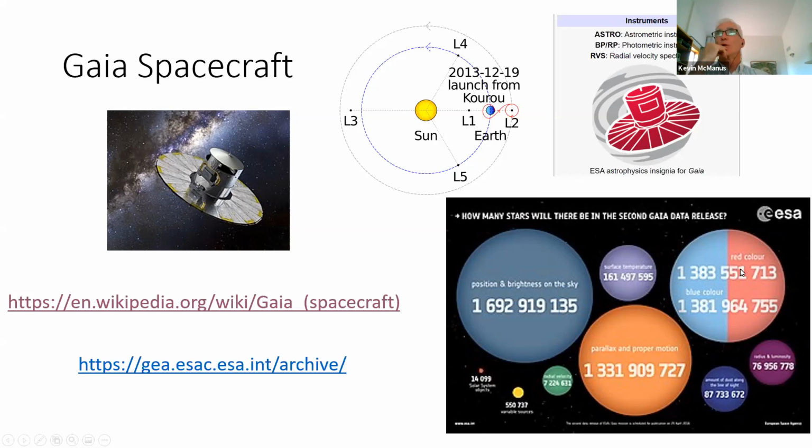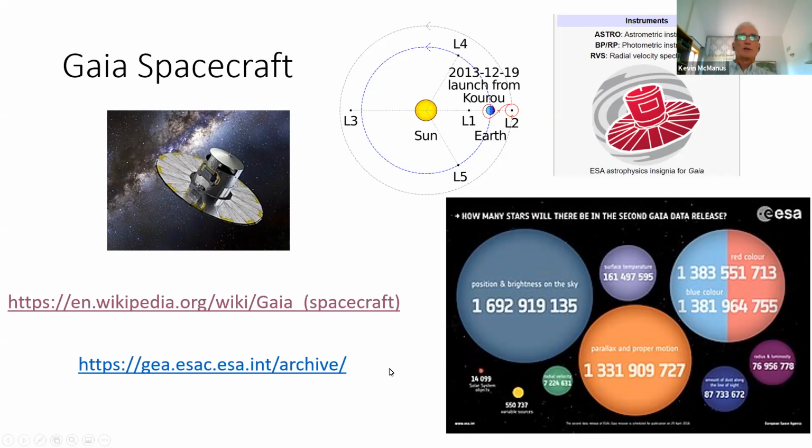Again, going back to this picture in the lower right corner, a couple of key things to drive home is that for stars that we have red measurements on, we have about 1.4 billion. We have just a little bit fewer on the blue color. And so this is important when we actually look at the cluster members and try and calculate their colors, which we're going to need for identifying what's part of the Pleiades and what isn't. The orange bubble here, we have parallax and proper motions on 1.3 billion stars. So that's enough to keep us busy, keep us occupied.